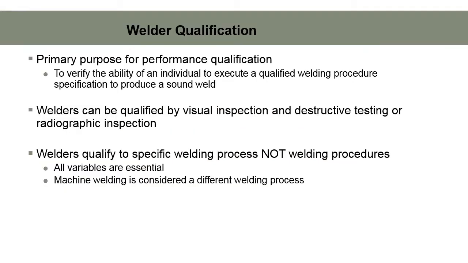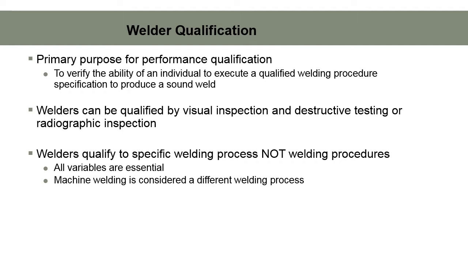Welder Qualification. The primary purpose for performance qualification, Welder Qualification, is to verify the ability of an individual to execute a qualified welding procedure specification to produce a sound weld. Welders can be qualified by visual inspection and destructive testing or radiographic inspection. Welders qualify to specific welding processes, not welding procedures. All variables are essential. Machine welding is considered a different welding process.